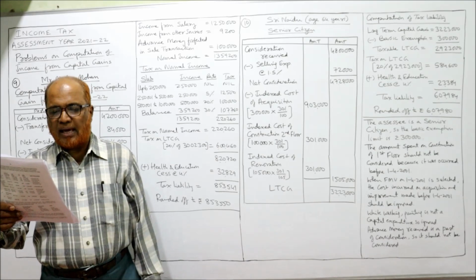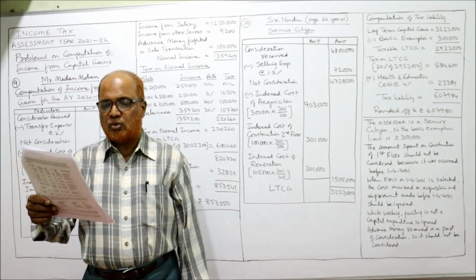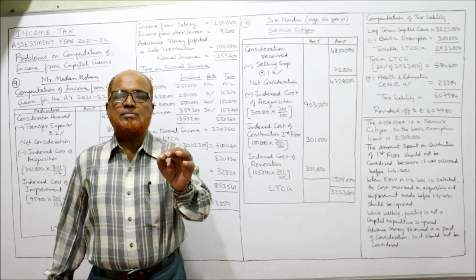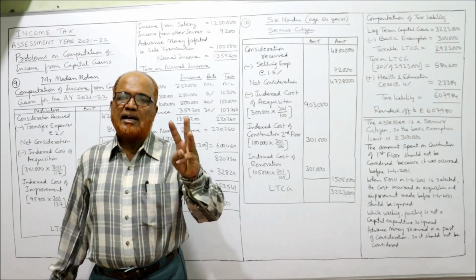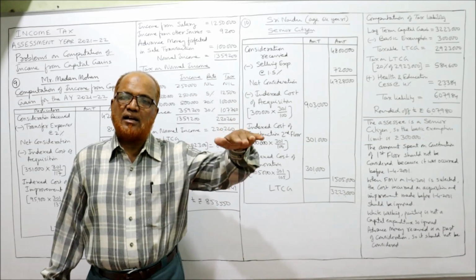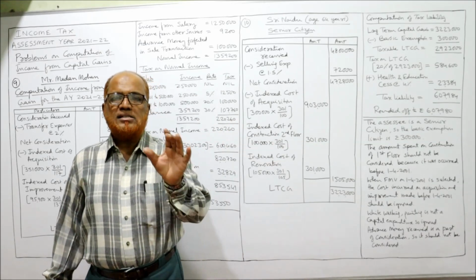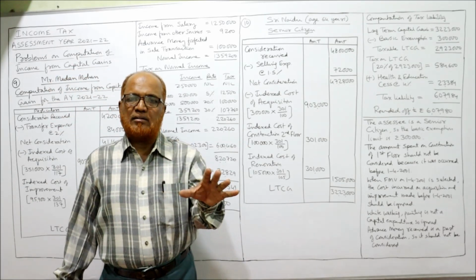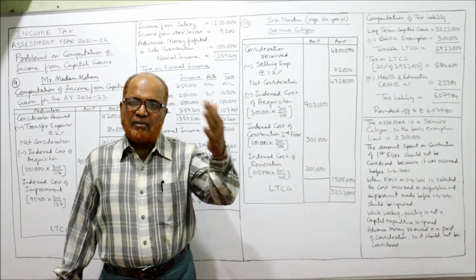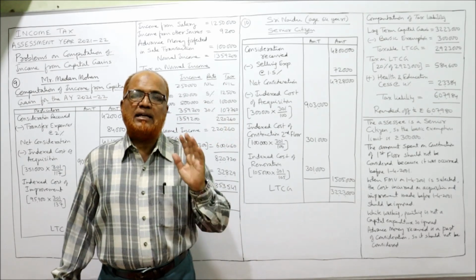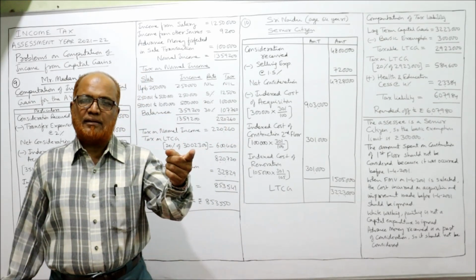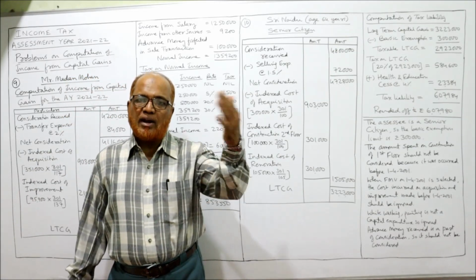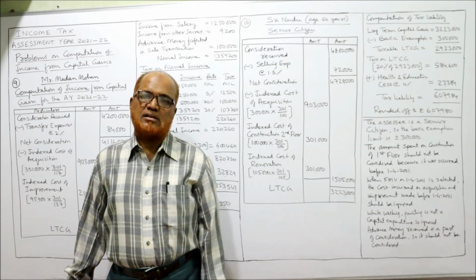On 14th July 1972, Sri Naidu, age 64 years. 64 years means senior citizen. There are 3 categories: non-senior, senior, super senior. Non-senior means up to 60 years. Above 60 years but below 80 years is called senior citizen. Over 80 years, super senior citizen.